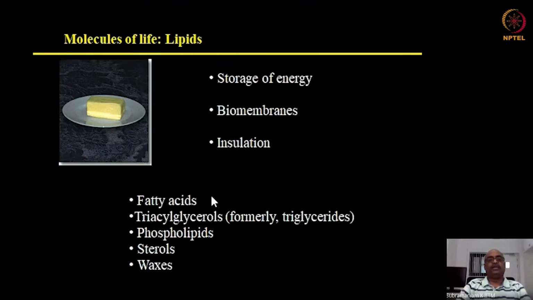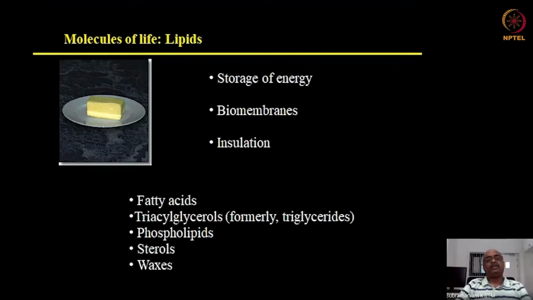Some are fatty acids. These are like acetic acid, CH3COOH, right? So you have one carboxyl group. Now, if you keep increasing the chain, instead of CH3COOH, you have CH3CH2COOH or CH3CH2CH2COOH. Like that, if you keep increasing the length of the chain, what you get are fatty acids. Then we will look at the structure in the next slide.